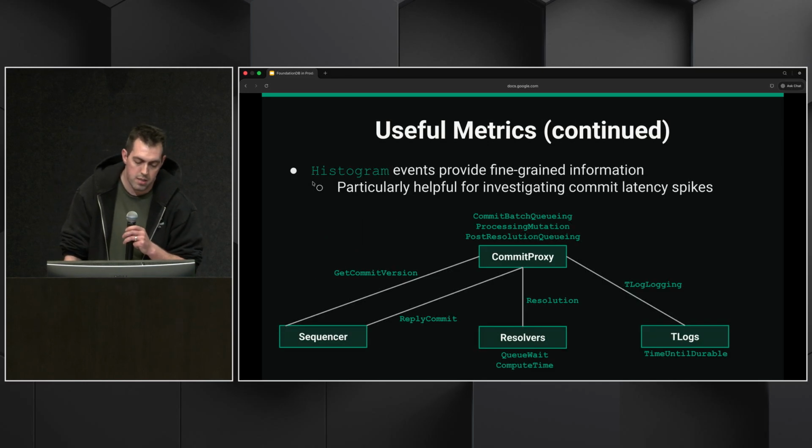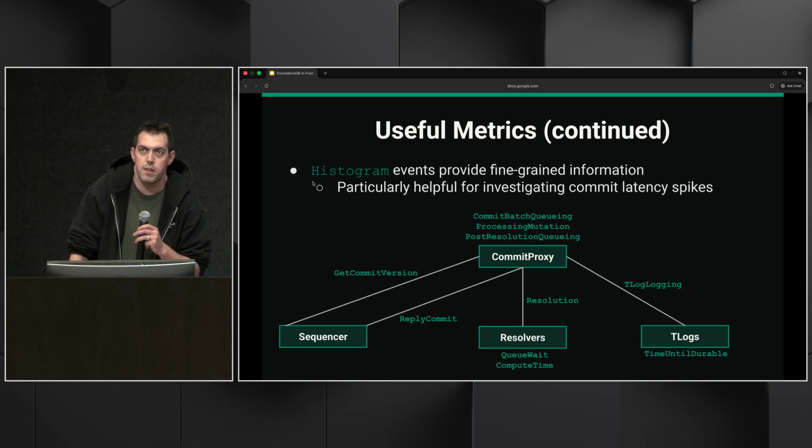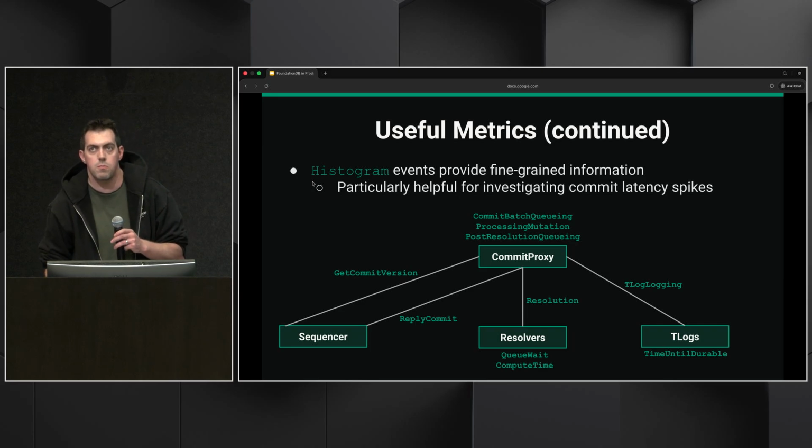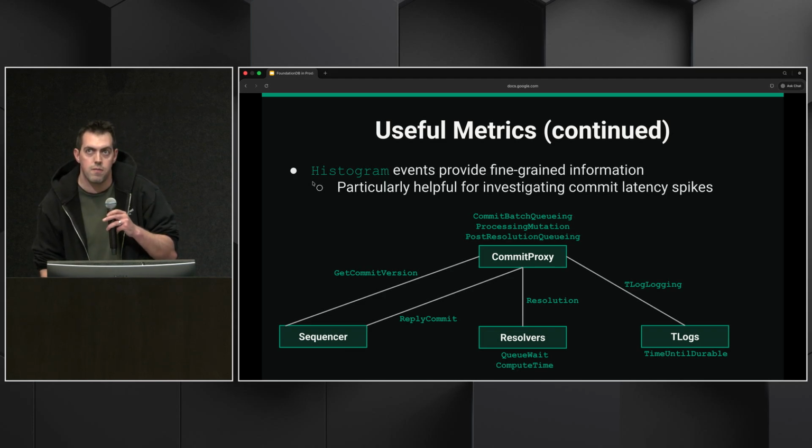Another set of underappreciated events exposed by FDB is the set of histogram events. These expose fine-grained latency details for FDB sub-operations. For example, if you observe elevated commit latency, it's not immediately obvious what the root cause is, but by looking at these histogram events, you can get fine-grained details on each of the components. Each of those green text boxes there represents a histogram that's tracked within FDB, and you can find exactly where the bottleneck is, exactly what component is slow, and that can help with mitigation of issues.